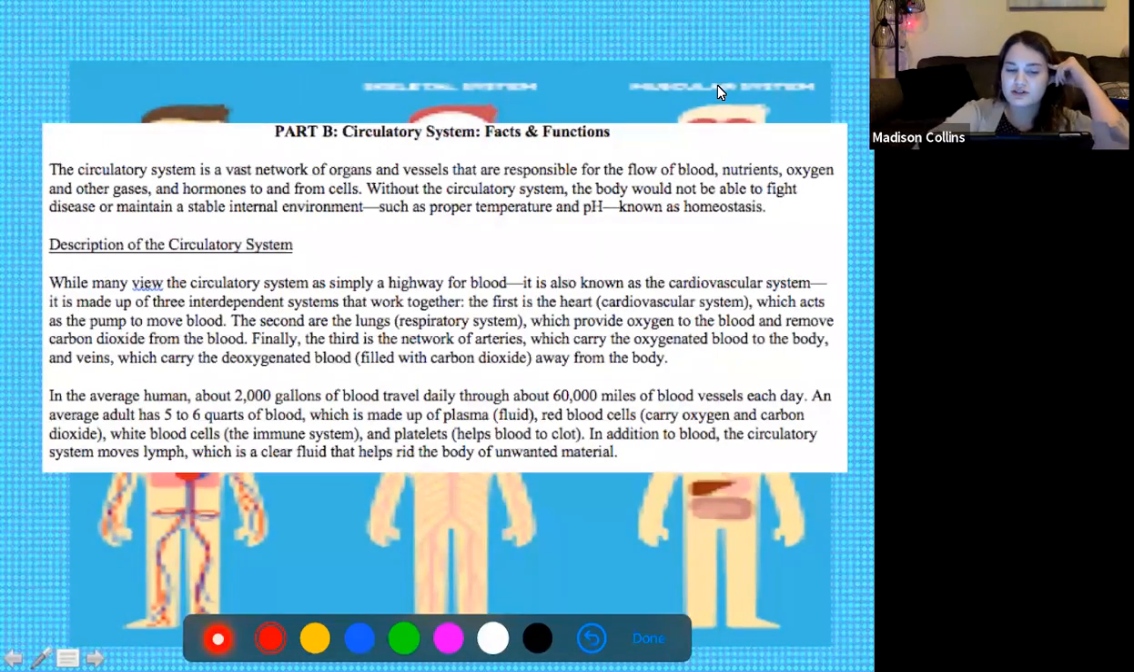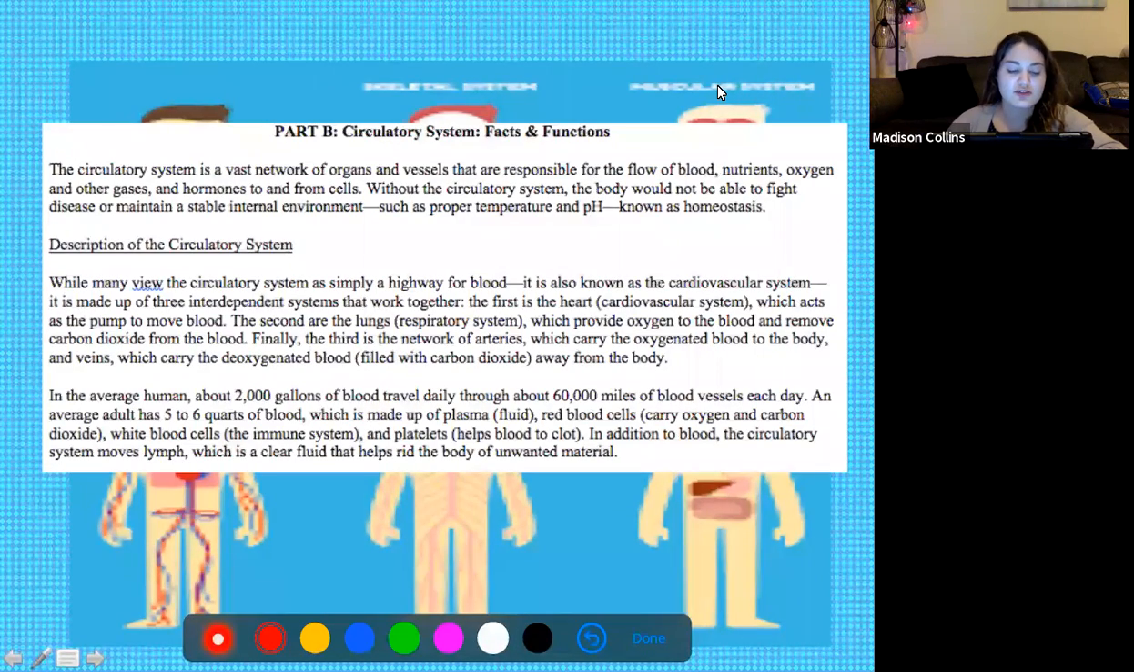While many view the circulatory system as simply a highway for blood, it is also known as the cardiovascular system. It is made up of 3 different interdependent systems that work together. The first is the heart, the cardiovascular system, which acts as the pump to move blood. The second are the lungs, the respiratory system, which provide oxygen to the blood and remove carbon dioxide from the blood. Finally, the third is the network of arteries, which carry the oxygenated blood to the body, and veins, which carry the deoxygenated blood, which means it's filled with carbon dioxide, away from the body.